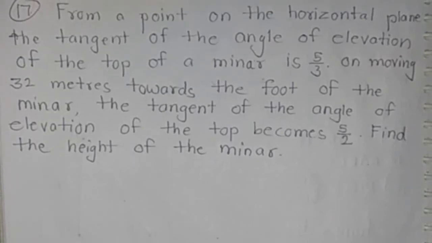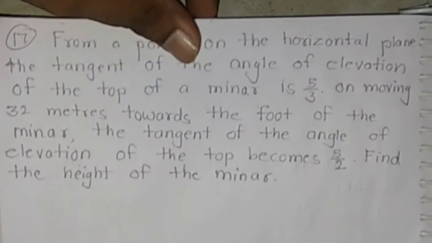It is question number 17. From a point on the horizontal plane, the tangent of the angle of elevation of the top of a minar is 5/3. On moving 32 meter towards the foot of the minar, the tangent of the angle of elevation of the top becomes 5/2. Find the height of the minar.